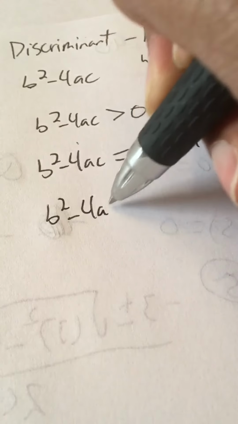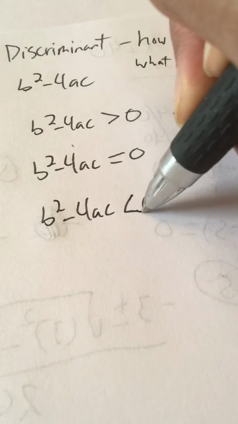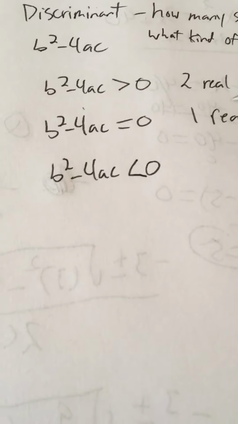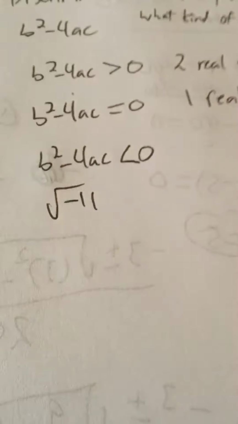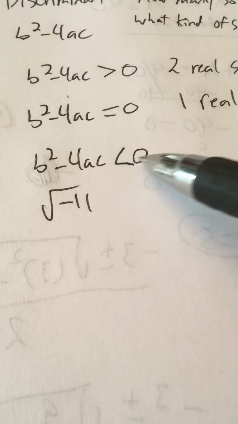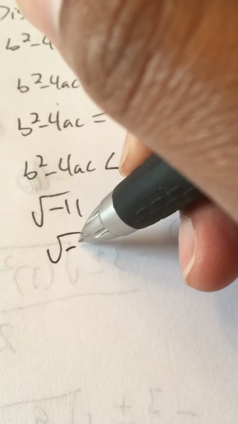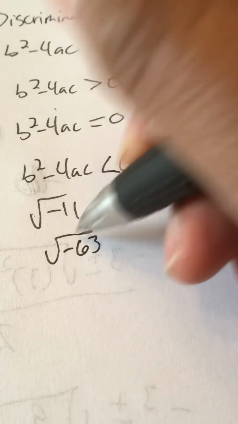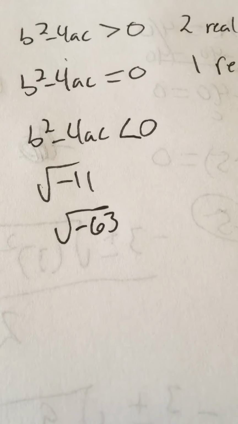And lastly, of course, sometimes b squared minus 4ac will be less than 0. That means it's a negative number, like negative 11. That would be a negative discriminant that's less than 0. Like negative, I don't know, 63.